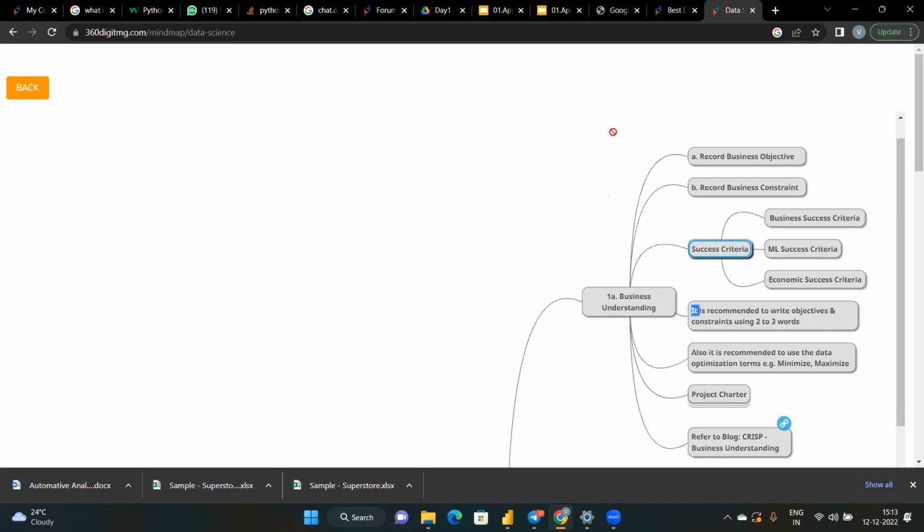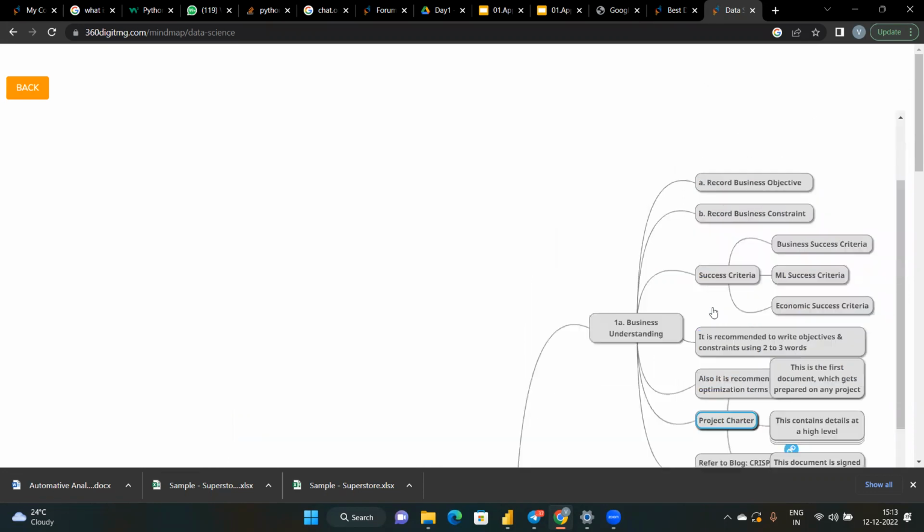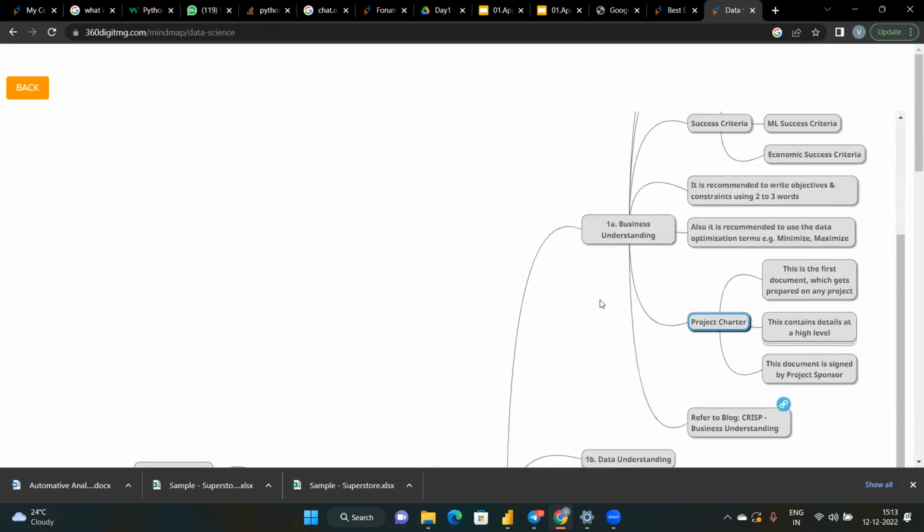So moving on, guys, you can see project charter. When you click on project charter, you can see what this document is and what this project is. We'll be seeing this. So what is the first document to get signed? The name itself says it: the project charter. The first document to get signed.